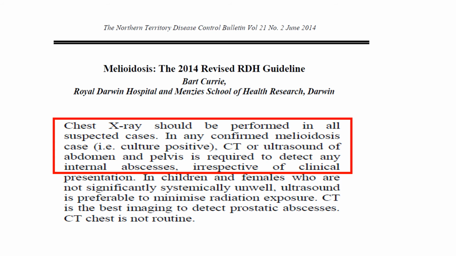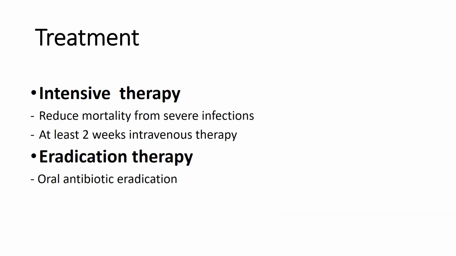So I really like this recommendation from the Royal Darwin Hospital, where all patients with suspected melioidosis should have a chest X-ray, and if it's culture confirmed melioidosis, then we must do either a CT or ultrasound of the abdomen and pelvis to detect collections. So finally, we arrive at treatment.